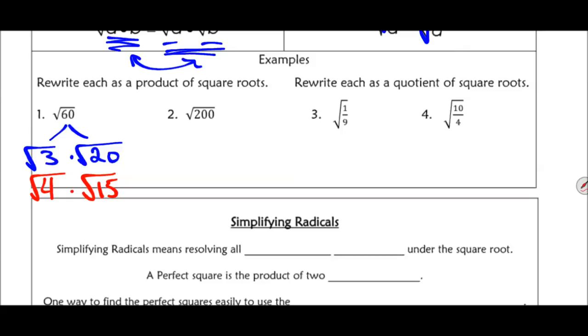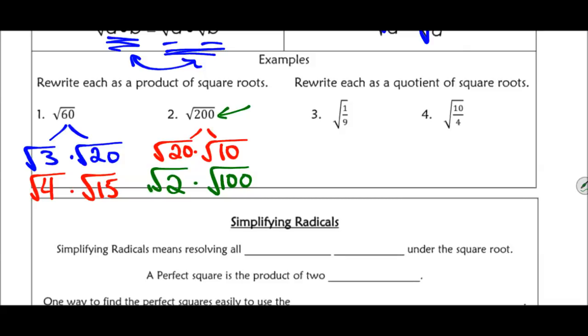For 200, I'm going to pick 20 and 10. But again, that's not the only choice that I could have. I can also say the square root of 2 times the square root of 100. The two numbers that multiply to get us 200 stay under the square root symbols, and they're still multiplied. Now it's just two square root symbols instead of just one.